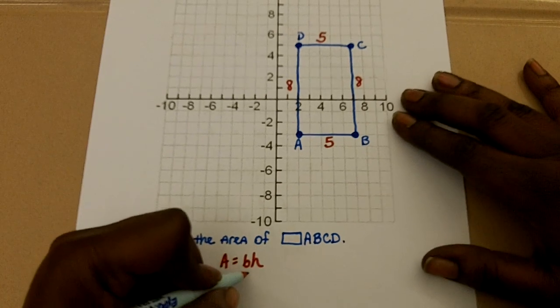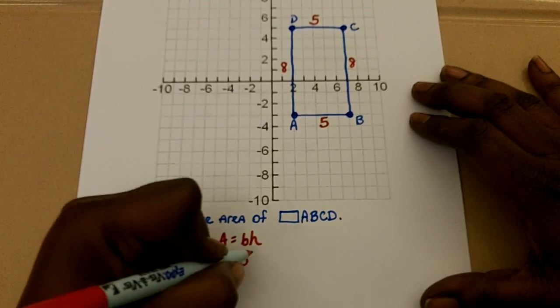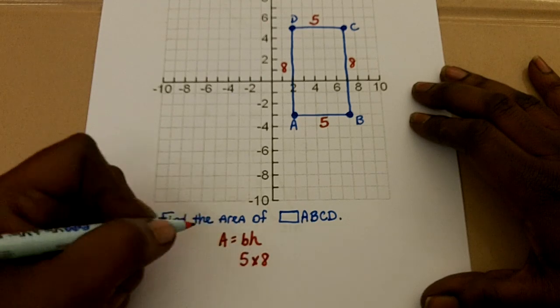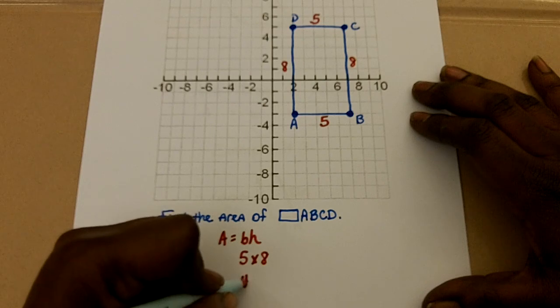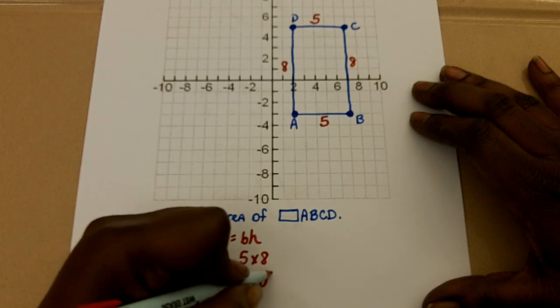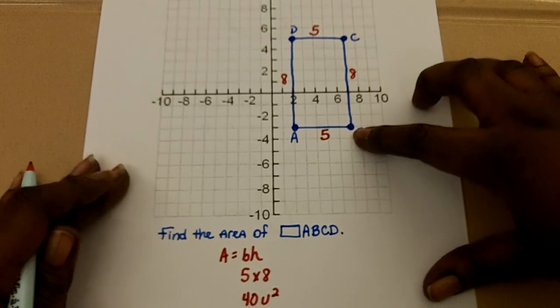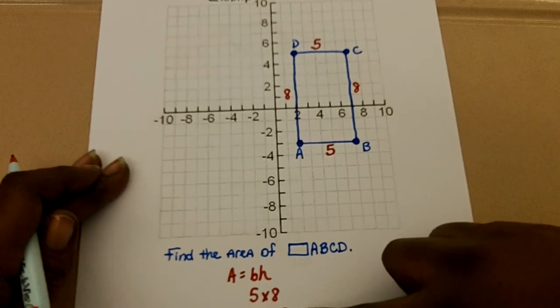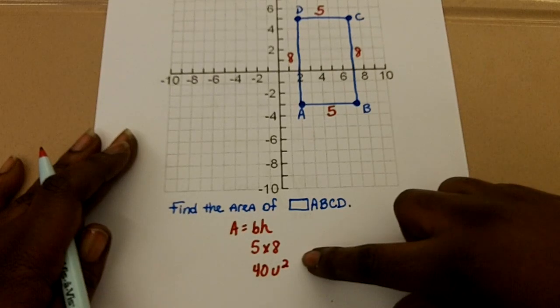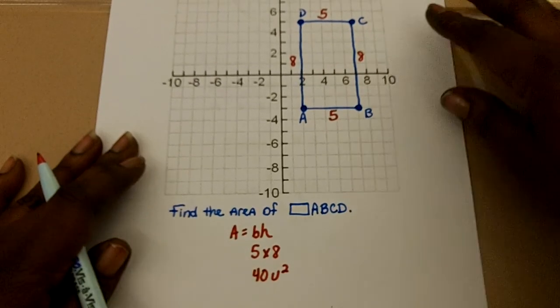In this case, the base is 5. The height is 8. Therefore, the area is going to be 40. We're going to say units squared, because we don't know if this is centimeters or if these blocks represent inches. We just don't know. So we know it's some unit, and it's going to be squared because it is area.